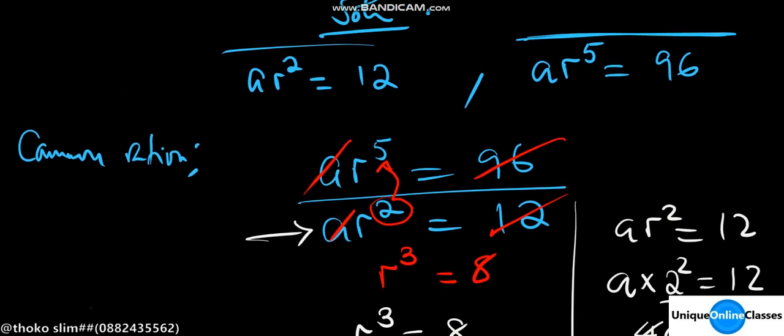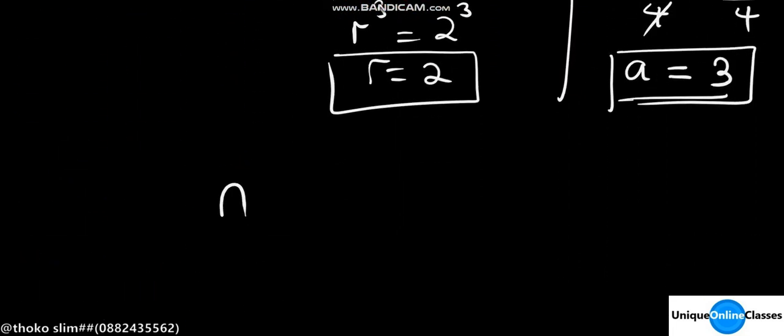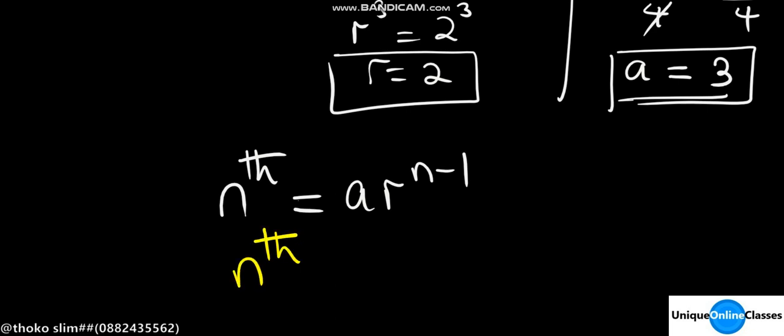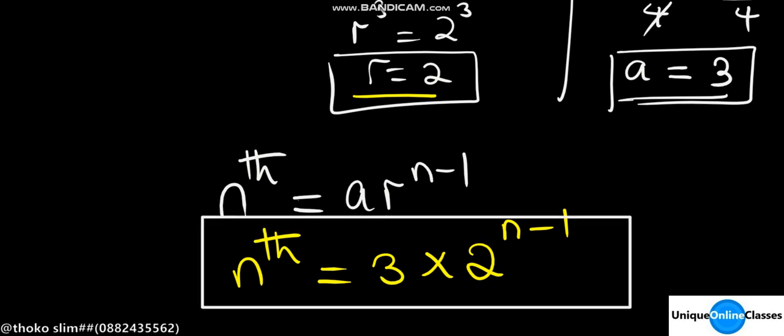What remains is that we should find the nth term. For a GP, the nth term is equal to AR to the power n minus 1. So the nth term is equal to A, which is 3, times R, which is 2, raised to the power n minus 1. That's the formula which will be used.